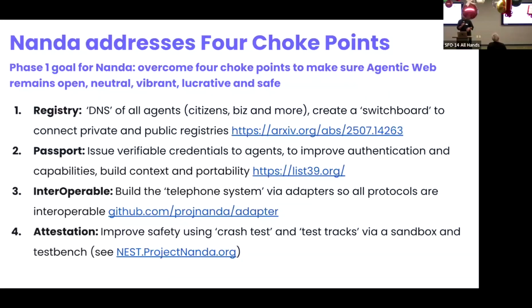So we think there are 4 choke points that we need to solve to keep it open. And by the way, we're talking just about phase 1. Remember, phase 1 was foundations. Second is commerce, and third is society. We're just talking about the phase 1 aspect of it, the 4 problems we need to solve. The first one is we need the equivalent of the DNS and ICANN going forward. So we'll talk about what we're doing there.